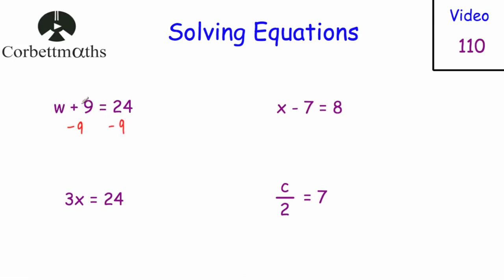So w plus 9, take away 9. That gets rid of the plus 9, so we're just left with w. And on the right-hand side, we've got 24, take away 9, that's equal to 15. So that means our answer is w equals 15.